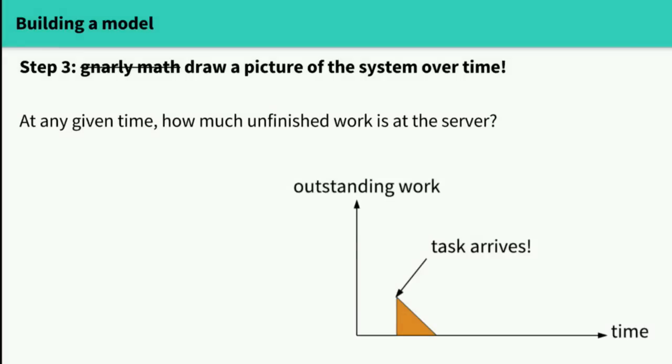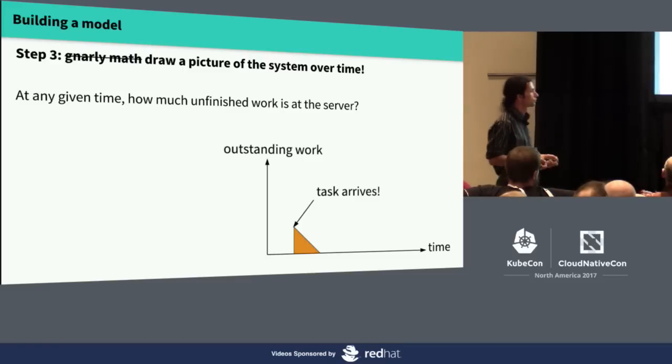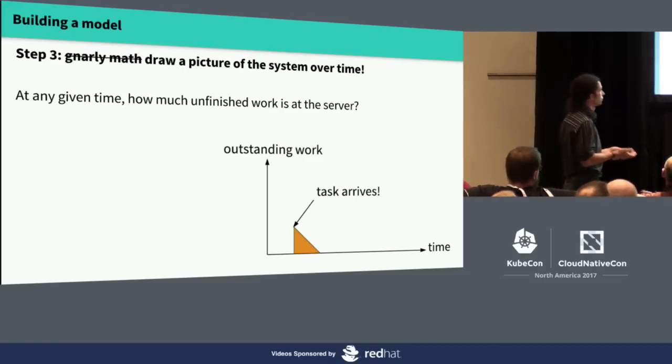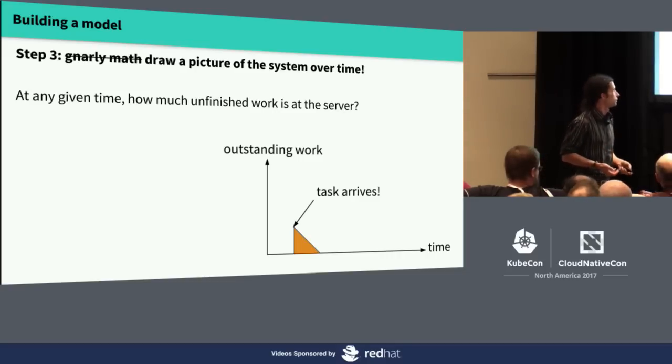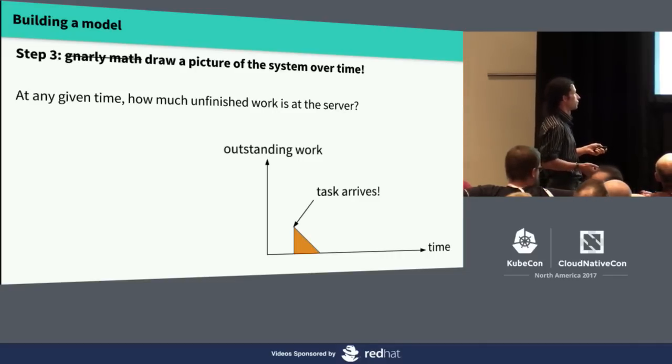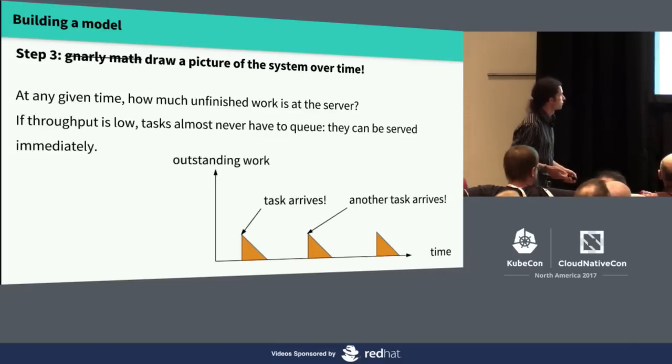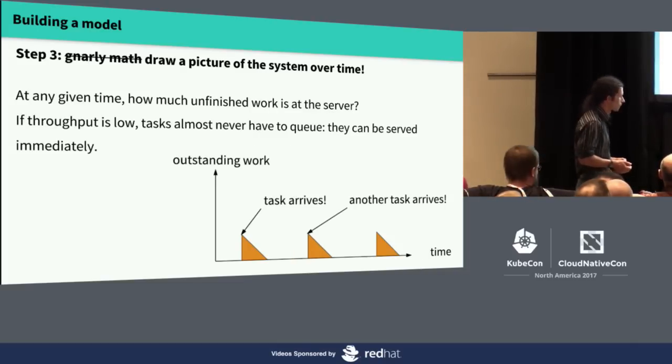Just kidding. To build up our intuition for this system, let's draw ourselves a picture of how its state evolves over time. The state of the server changes. When a task arrives, the server goes from idle to busy. The outstanding work at the server goes from zero to S. Then the server works on the task, yada, yada, yada. Outstanding work goes down, then the server is idle again. Another task arrives, the same thing happens.